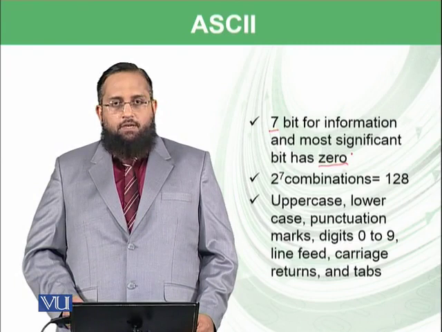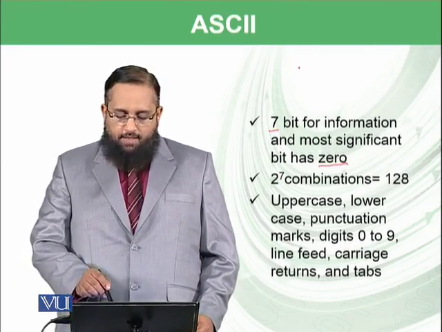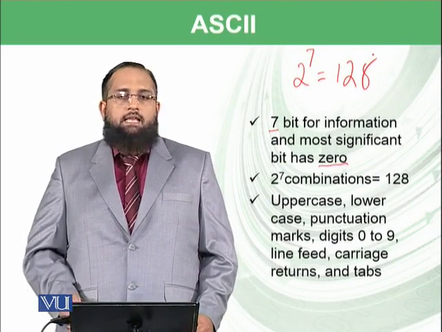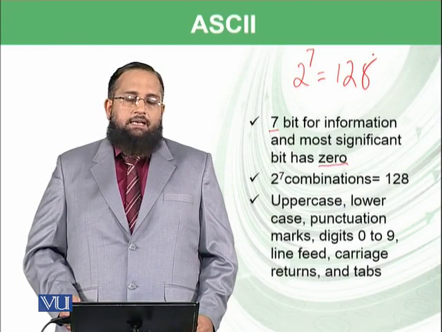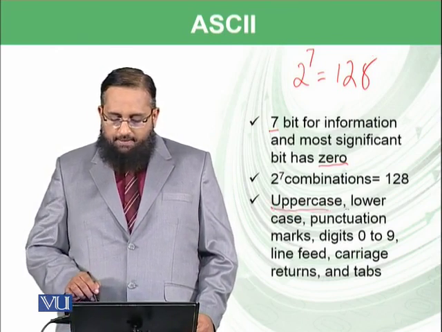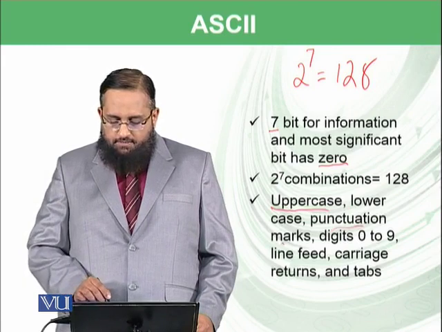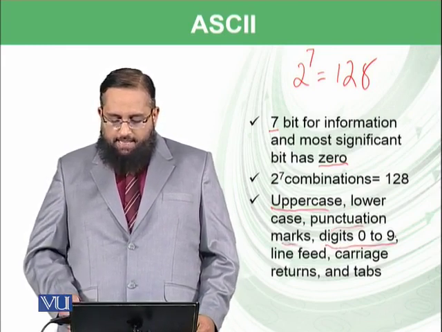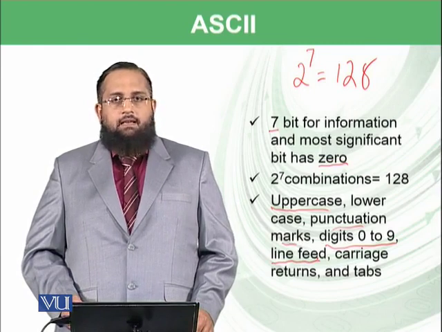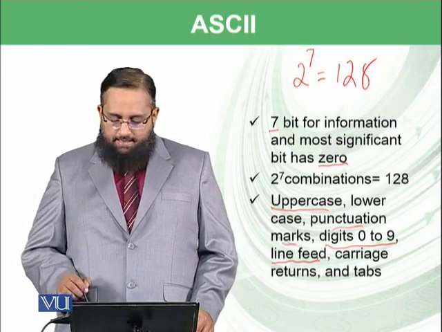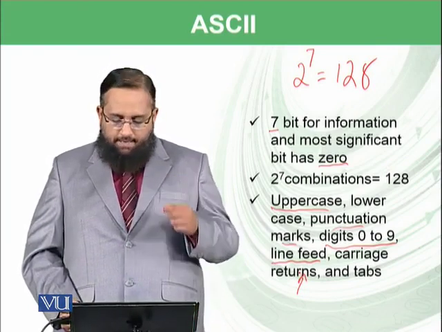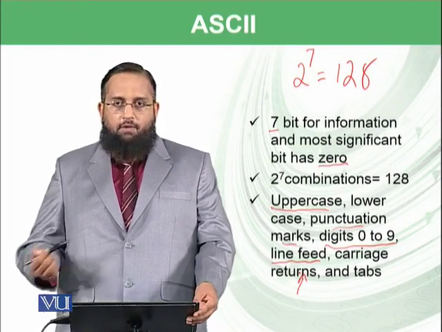If we have 7 bits, you have learned in the previous modules that we can form 2 raised to power 7 combinations, which are 128. So 128 different kinds of symbols could be represented, as we have 128 different patterns. Those symbols would be uppercase alphabets, lowercase, punctuation marks, digits from 0 to 9, line feed, carriage return, and tabs. Line feed means the next line symbol should be inserted, and carriage return means you return your cursor to the start of your line. And tab, you know, it's available on your keyboard.